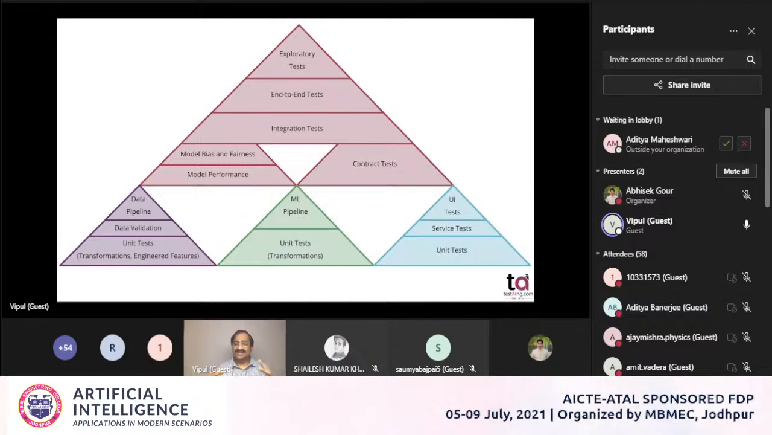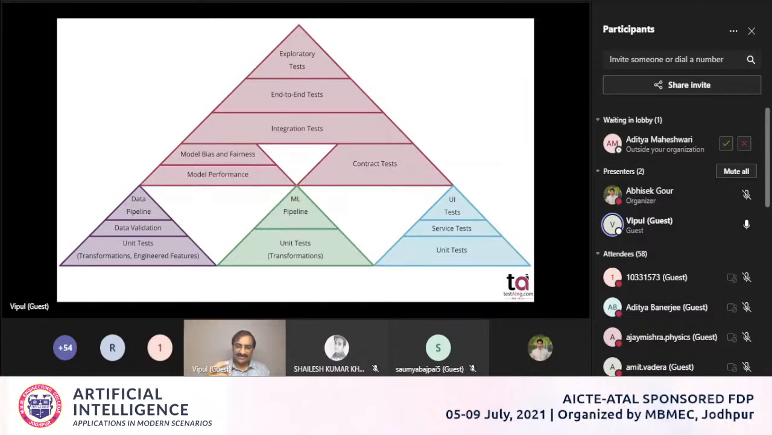Then comes the integration test, where you use API testing tools like Postman, SOAP UI, and a lot of other things. With the advent of DevOps and with the advent of microservices, these tools have become very popular and very pervasive.